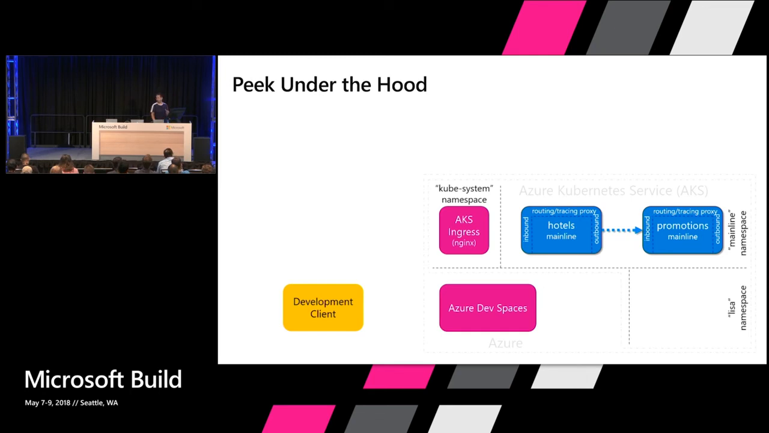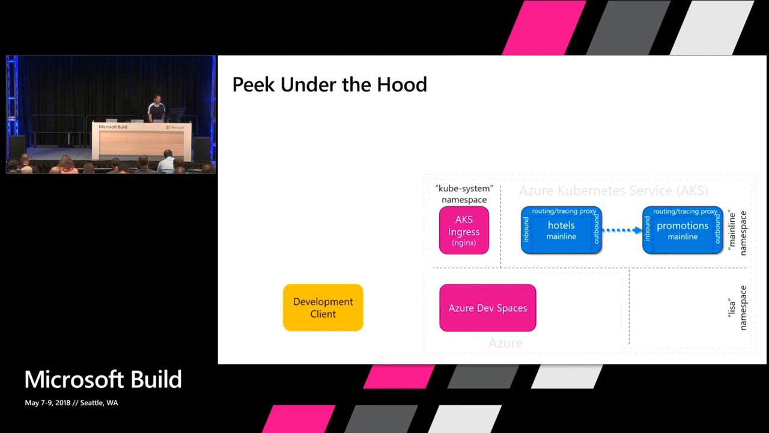Let's peek under the hood of some of the moving parts here. What I have on the screen is the development client on the left-hand side, whether that's your CLI, Visual Studio, VS Code. On the right-hand side would be an AKS instance, and alongside that, the Azure Dev Spaces service that is connected to it. Inside here, I've got hotels and promotions running in a namespace called mainline. If I've enabled Dev Spaces in this Kubernetes namespace, then whenever I'm placing containers in it, I also get some instrumentation around it. That's what makes all the tracing work, or the debugger ports open up. You just get that automatically by placing containers inside that namespace.